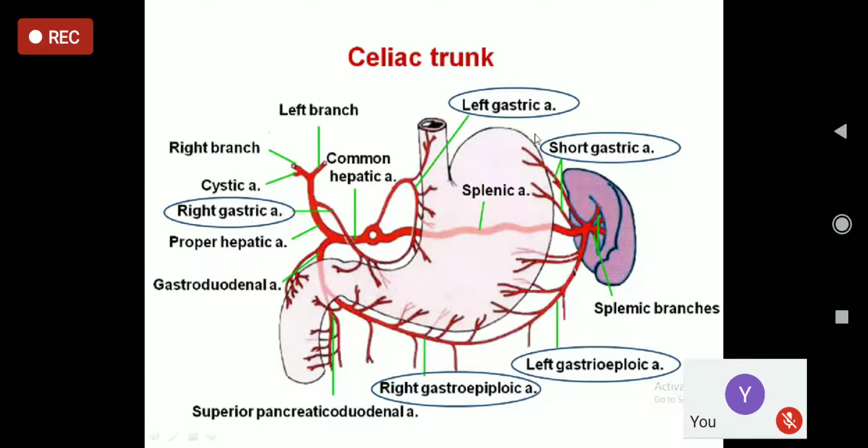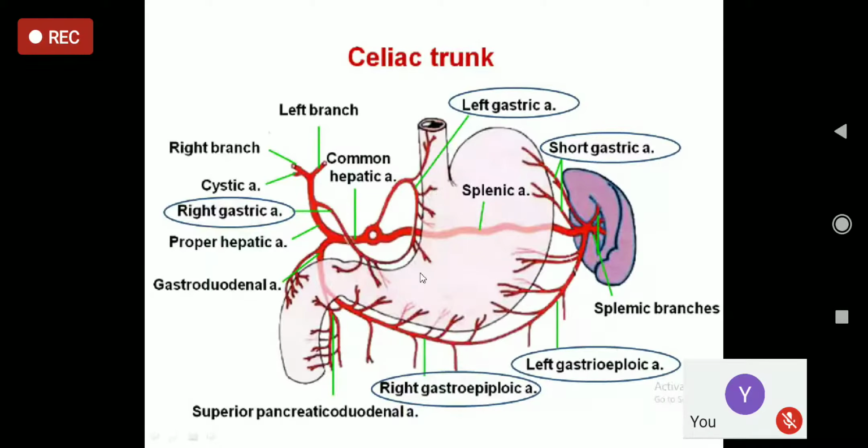Similarly, the upper left part of the greater curvature is supplied by the left gastroepiploic artery, which is a branch of the splenic artery, and the lower right part of the greater curvature is supplied by the right gastroepiploic artery, which is a branch of the gastroduodenal artery. This gastroduodenal artery and the proper hepatic artery are both branches of the common hepatic artery, which in turn is a branch of the celiac artery. That's why the celiac artery indirectly supplies the stomach as a whole.